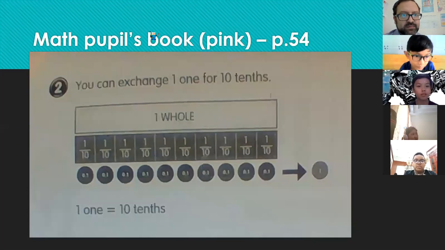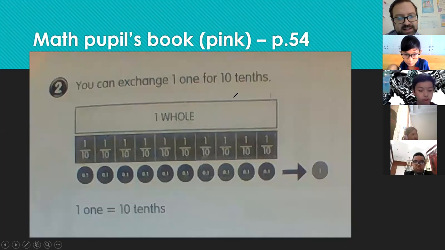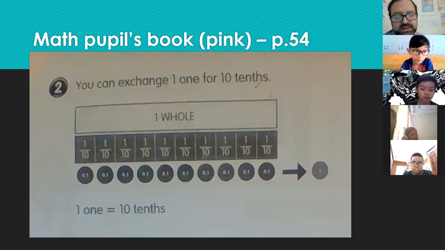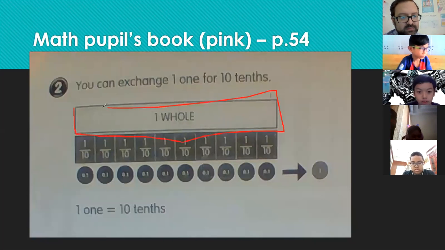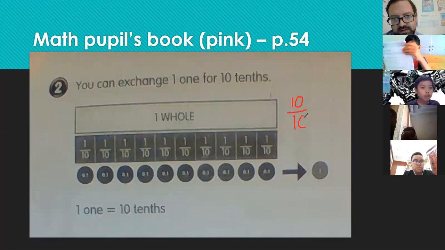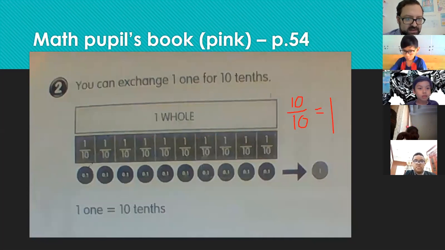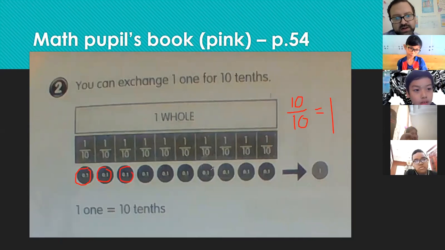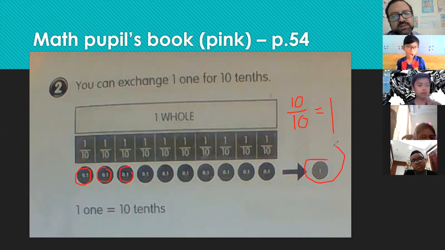All right, so next, here's why we are only using the number 10 here. It says you can exchange or change 1/1 for 10/10. Okay, here we have one whole, and here we have 10/10. 10/10 is equal to 1. And in that same way, if we write these as decimals, we have 0.1, 0.1, 0.1. All of these, 10 of them, will add up to one whole. So 1/1 equals 10/10.